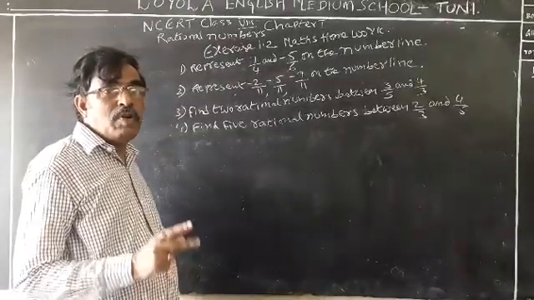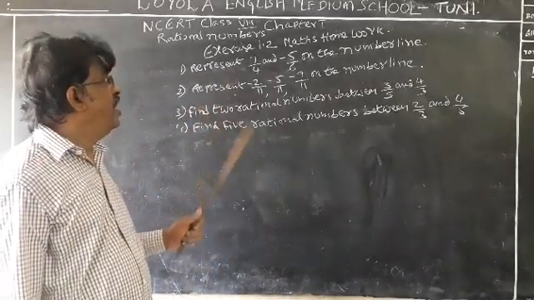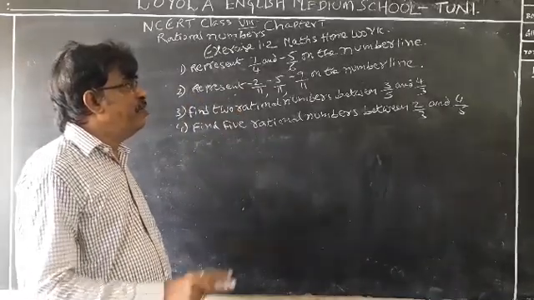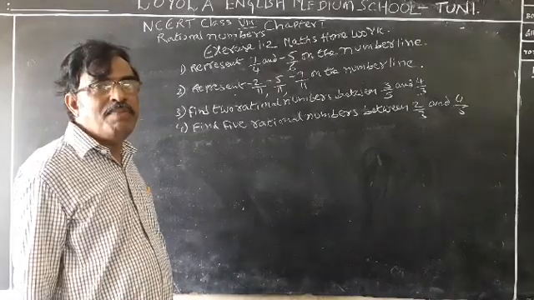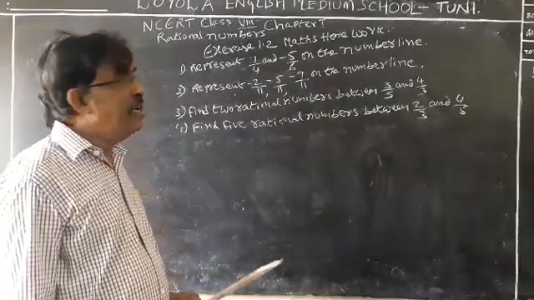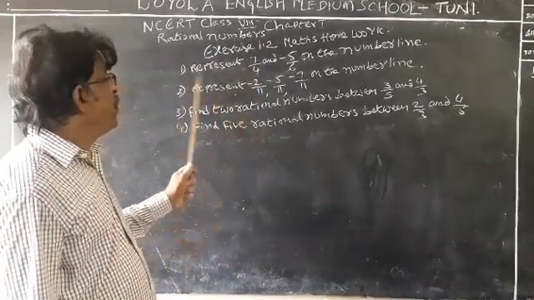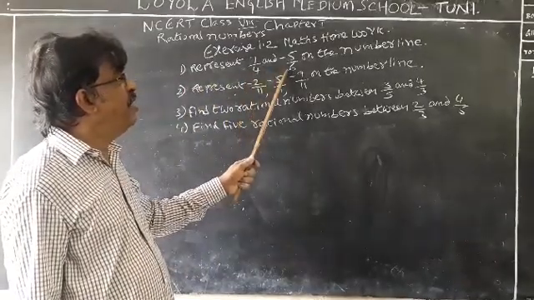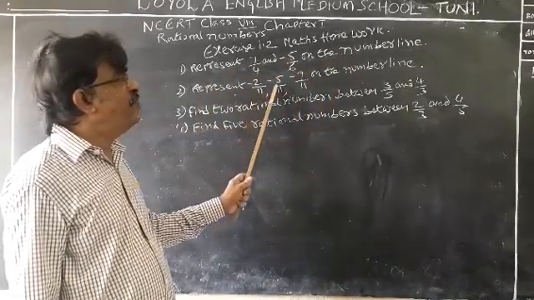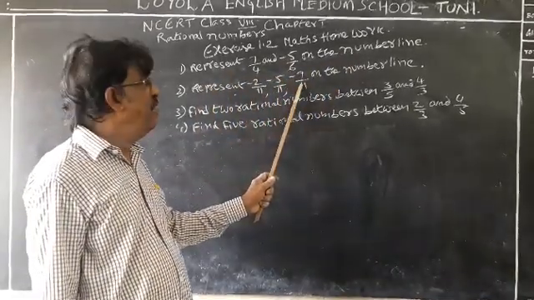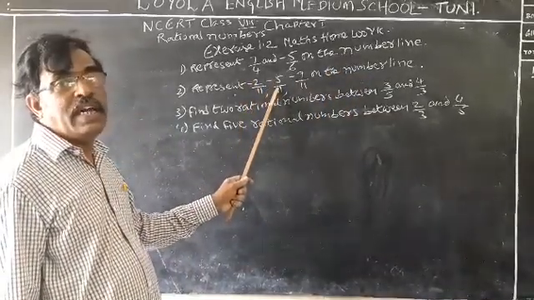Up to now you have learnt how to represent rational numbers on the number line, and also how to find rational numbers between two rational numbers, whether it is 2 rational numbers or 5 or 10, the procedure is the same. This is the homework based on exercise 1.2. Represent 7 by 4 and minus 5 by 6 on the number line. Represent minus 2 by 11, minus 5 by 11 and minus 11 by 11 on the number line. I told you this type of sum also, like fractions, how to represent.